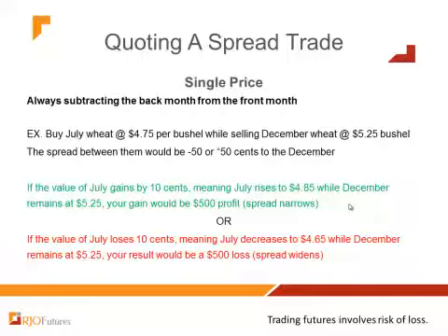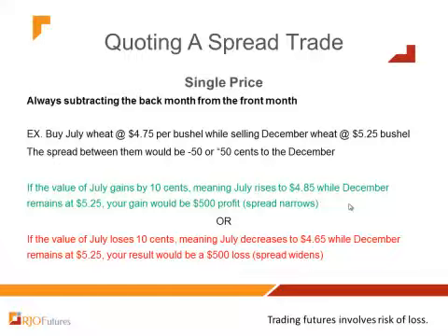If the value of July gains by 10 cents, meaning the July rises from $4.75 to $4.85 while December remains at $5.25, your gain would be $500 profit, so the spread had narrowed. If the value of July loses 10 cents, meaning July decreases to $4.65 while December remains at $5.25, your result would be a $500 loss, meaning the spread would widen.